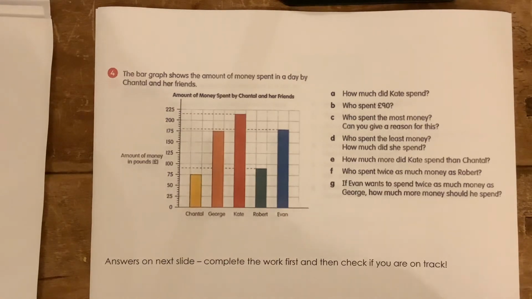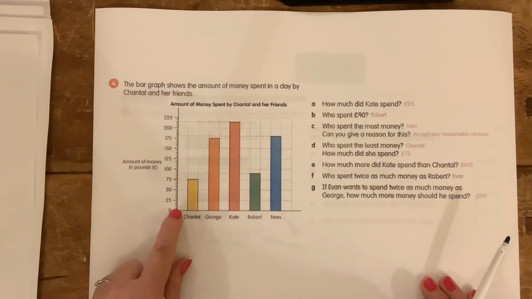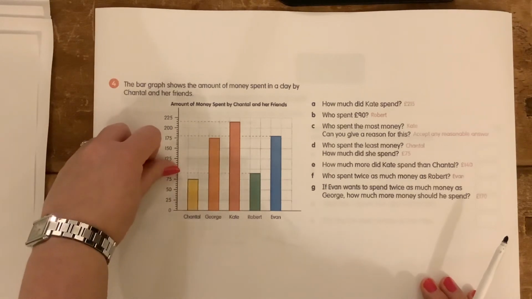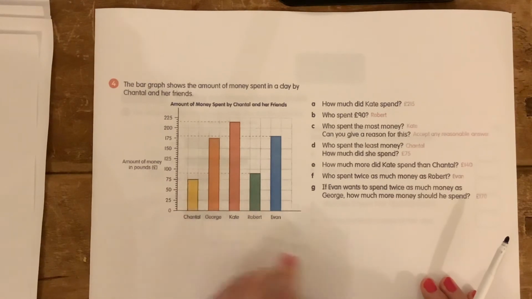And finally, another bar graph with some questions for you to answer about the amount of money spent by Chantal and her friends. So pause the video and have a go at answering those. So here are the answers. On this one, you'll have noticed that there were smaller markings, so you would really have to pay close attention to what each of these markings represented, so that when you had something like this bar, you were able to follow it along and work out that this would represent £90 because each of the smaller markings is £5.